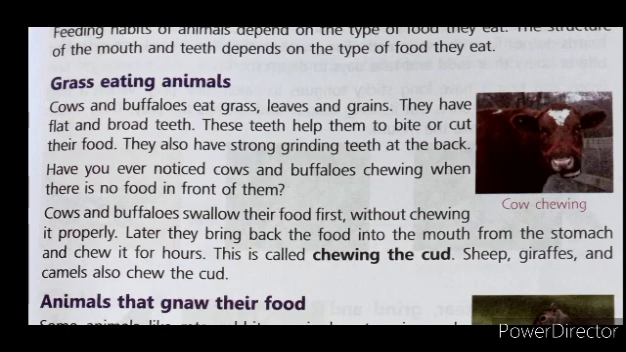All the grass eating animals, how they are eating their food. Let's see. Cows and buffaloes eat grass, leaves and grains. They have flat and broad teeth. These teeth help them to bite or cut their food. They also have strong grinding teeth at the back. Have you ever noticed cows and buffaloes chewing when there is no food in front of them?